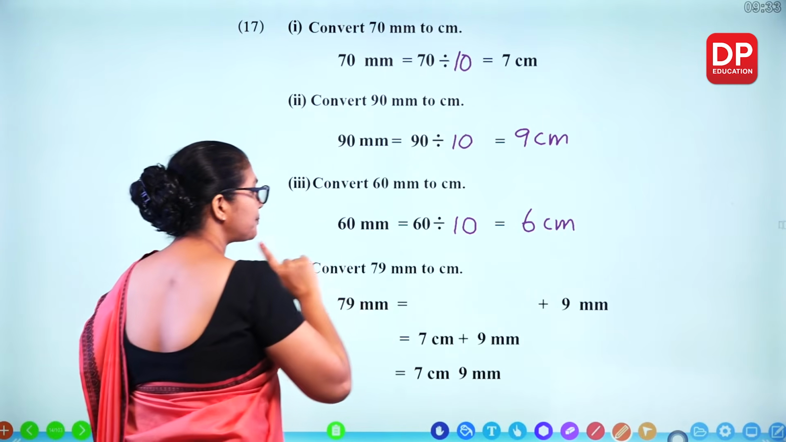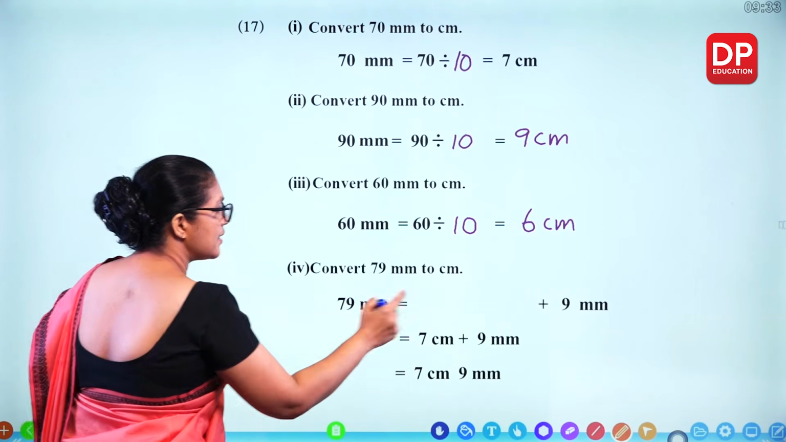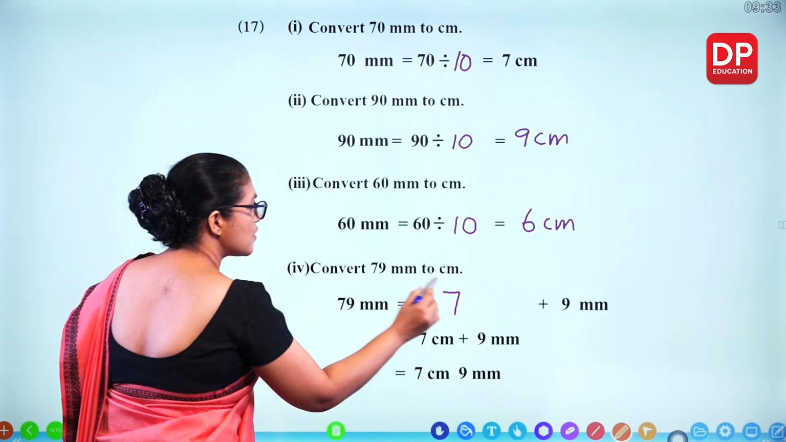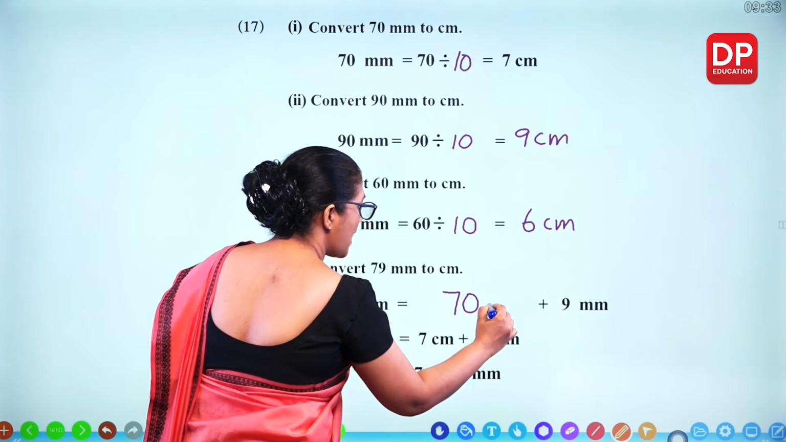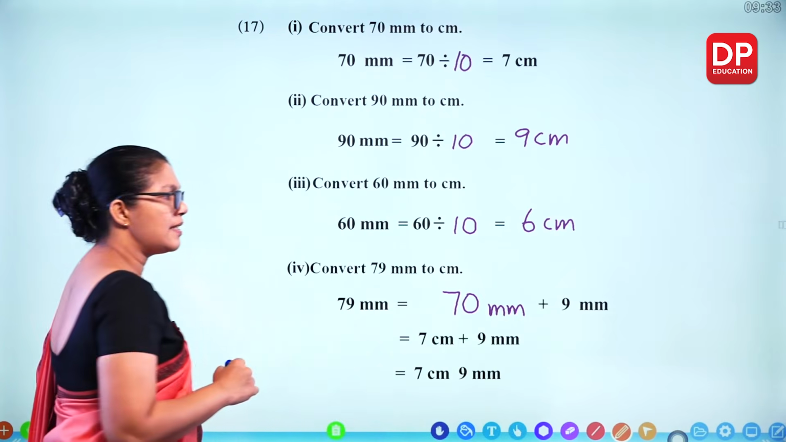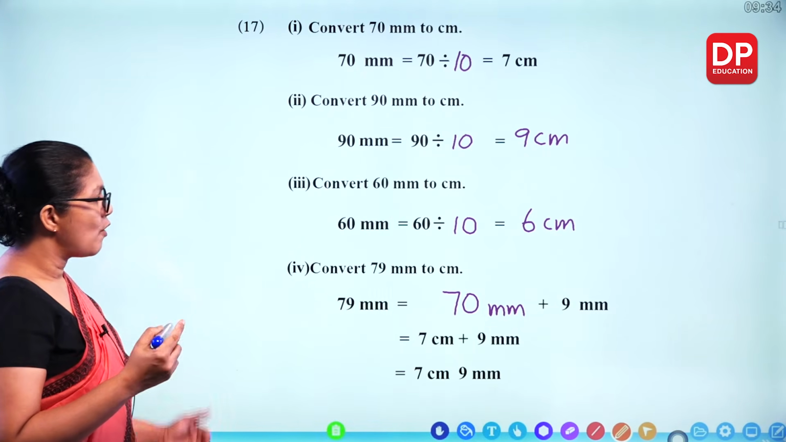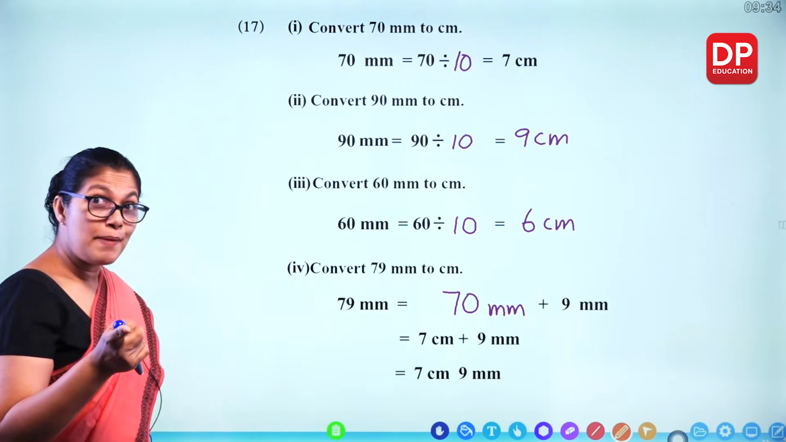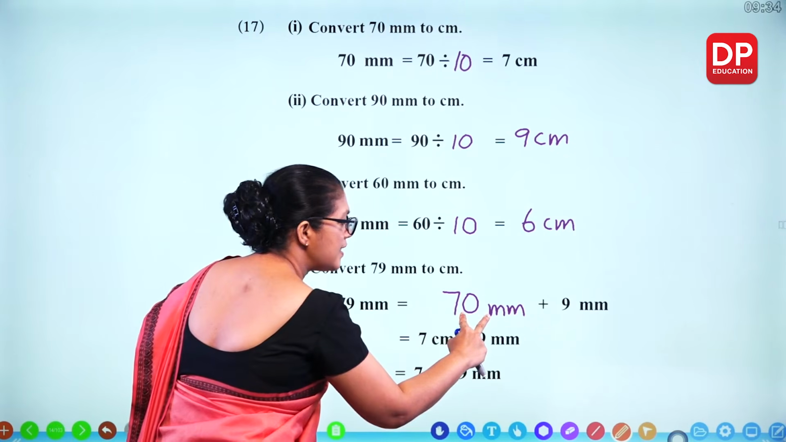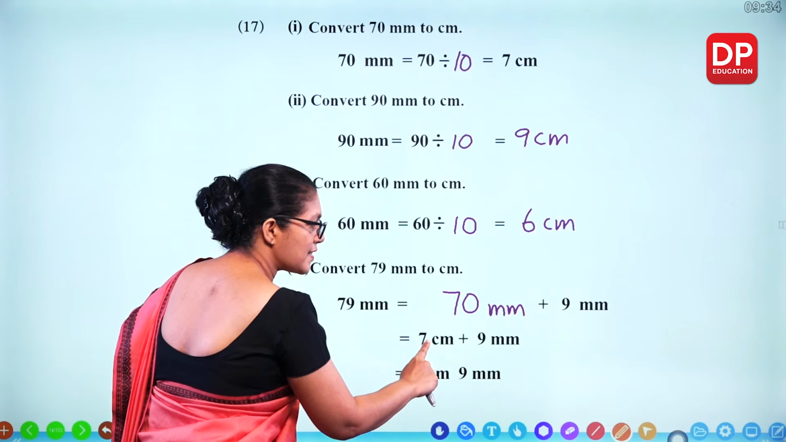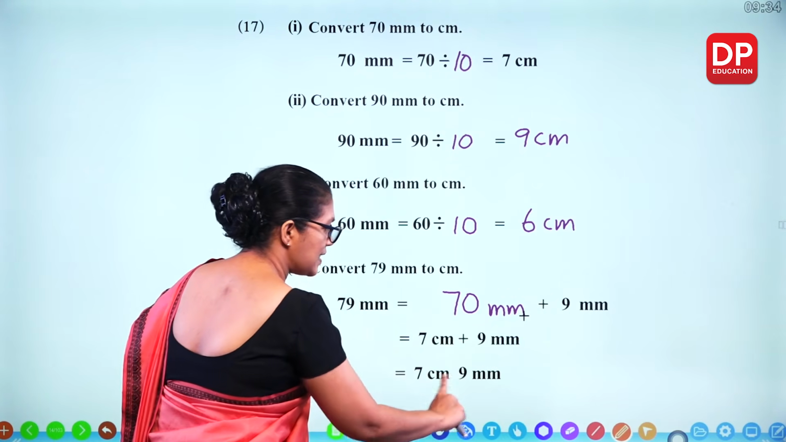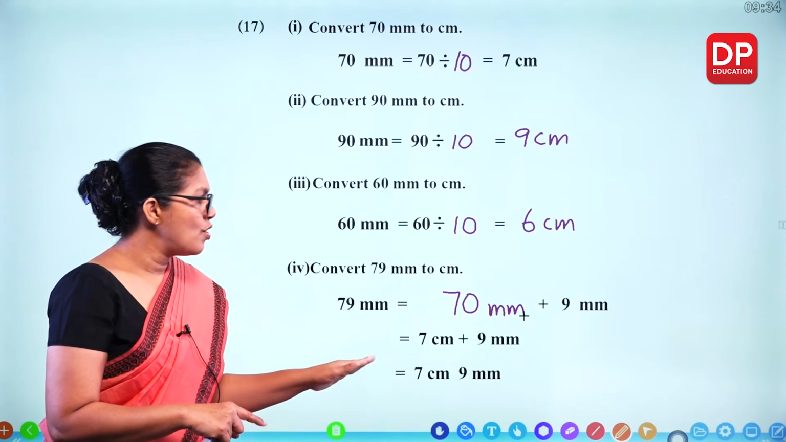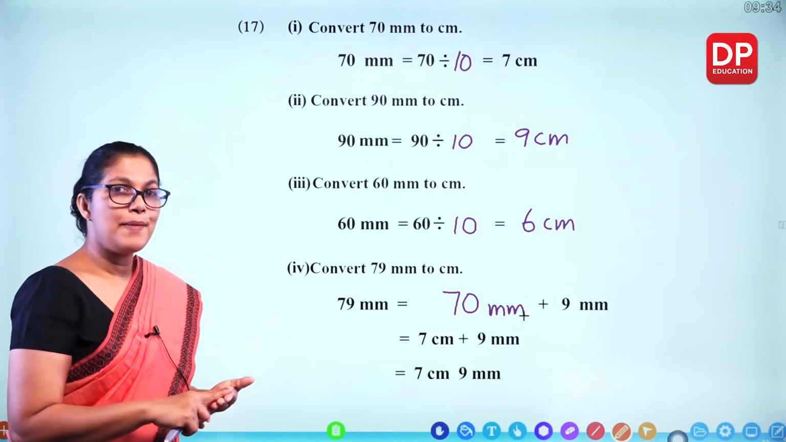79 millimeters to centimeters. So here you can write 79 millimeters as 70 millimeters plus 9 millimeters. Now if you want to convert this to centimeters and millimeters, we can divide the 70 by 10 and write down 7 centimeters and 9 millimeters. So I'm writing 79 millimeters as both centimeters and millimeters.